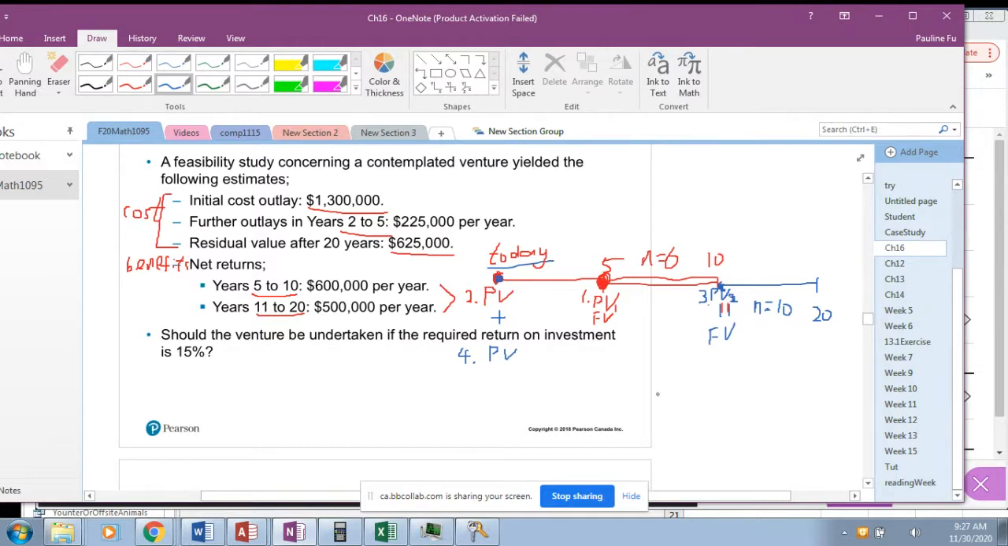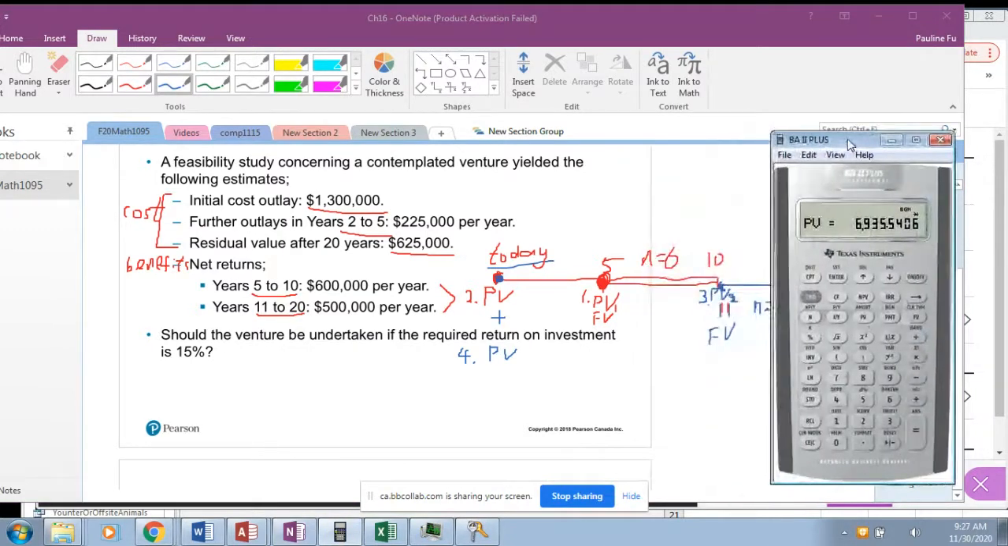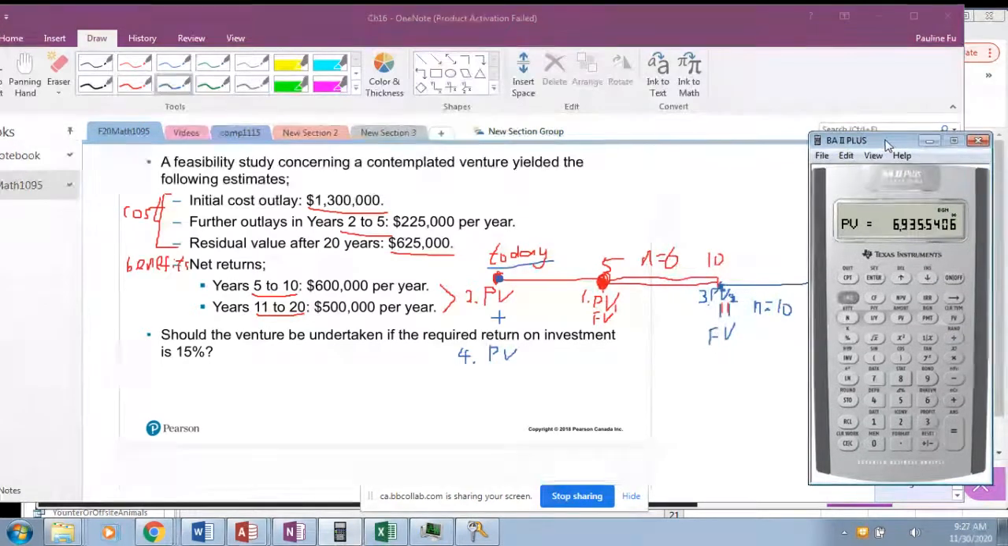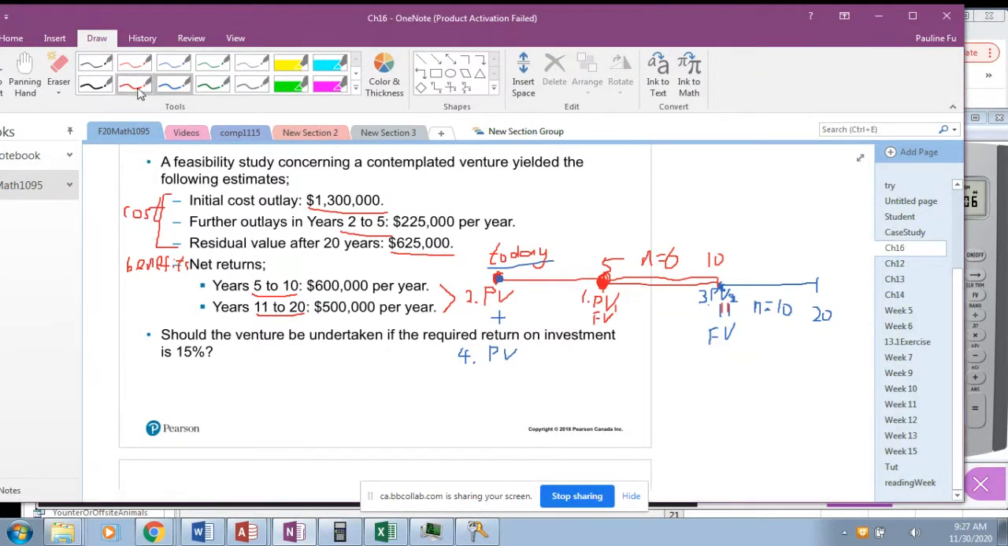Now I'm going to use the calculator. The PowerPoint gives you the formula method. So I'm going to show my calculator. Put it here so that you can see. So first, I'm going to do step 1. Step 1: What is the present value of annuity from year 5 to year 10?